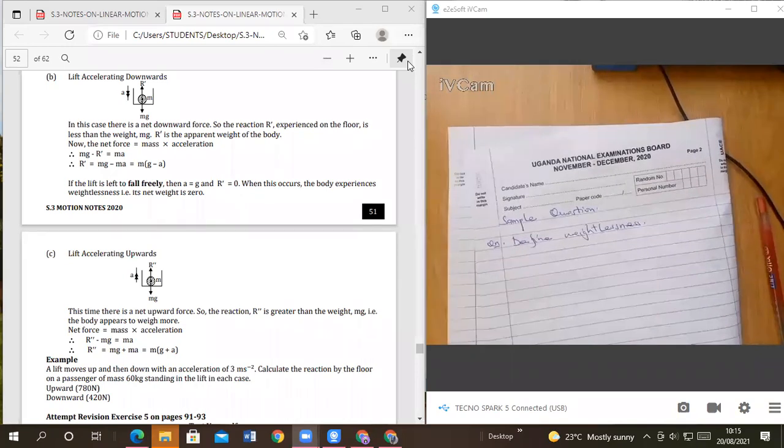I think weightless is when something does not have any body friction or movement in it. Good trial. Who else? Sandra? Weightlessness is the state when the body's resultant force is equal to 0. Good.